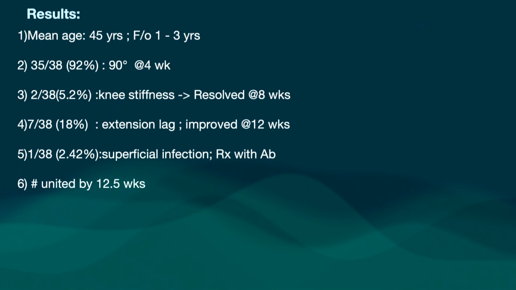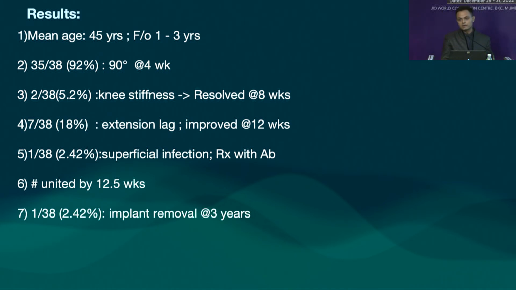So results were as such. The mean age of the patients was 45 years. 35 patients out of 38 had 90 degrees of range of motion at the end of 4 weeks. 2 patients developed knee stiffness, which resolved around 8 weeks with enough physiotherapy. 7 patients had an extension lag, which improved around 12 weeks with physiotherapy. One patient developed a superficial infection, which we managed with oral antibiotics, and it resolved. The fracture on average united in 11 to 15 weeks, around 12.5 weeks.